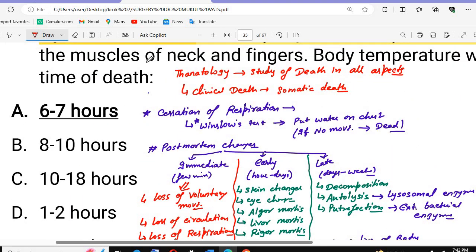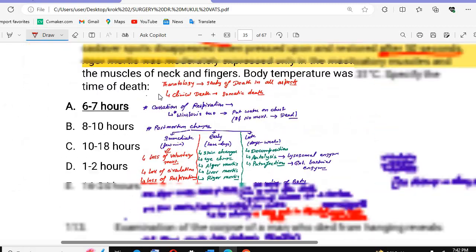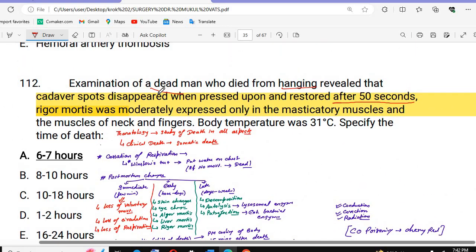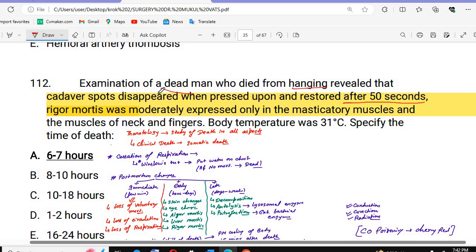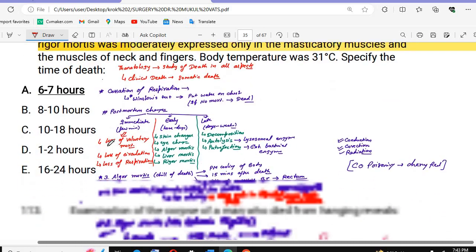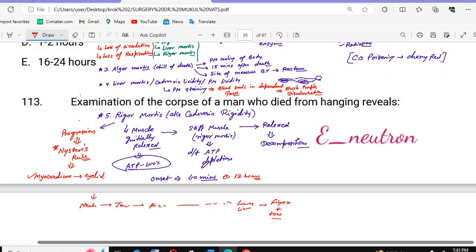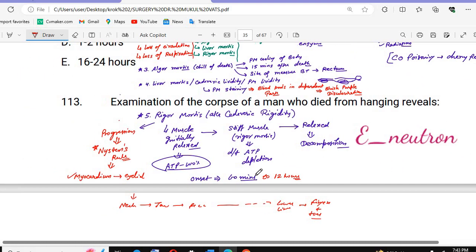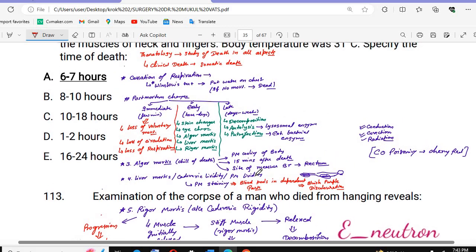So what was the question? Now the patient is hanging, the cadaveric spot disappeared and was restored after 50 seconds. Rigor mortis was moderately expressed in the masticatory muscles, the muscles of the neck and the fingers. Body temperature specifies the time of death. I told you that the onset is 60 minutes and it ends around 12 hours.